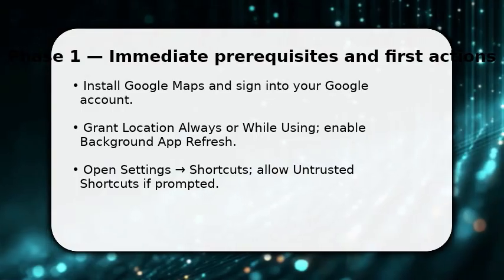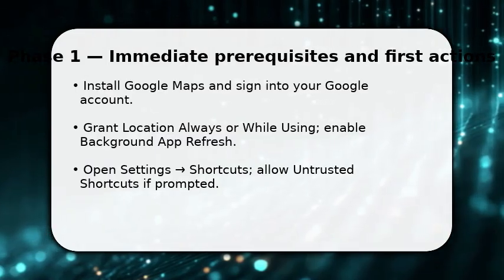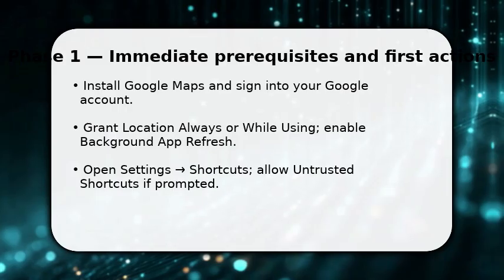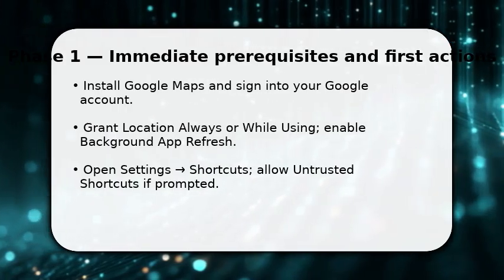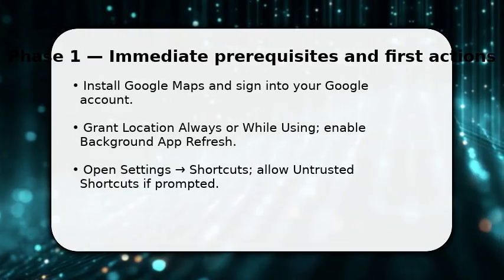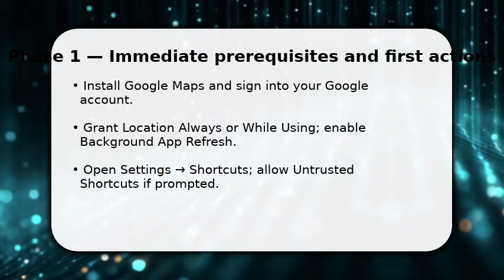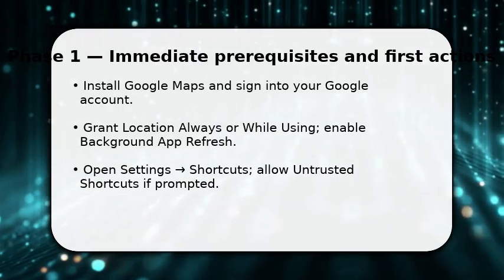You start by installing Google Maps and signing into your account. Make sure your iPhone is running a recent iOS. Once done, grant precise location permission and allow background app refresh so turn-by-turn works reliably. Next, open Settings and confirm Shortcuts is allowed to run. Now prepare to create a simple shortcut that opens Google Maps for directions.